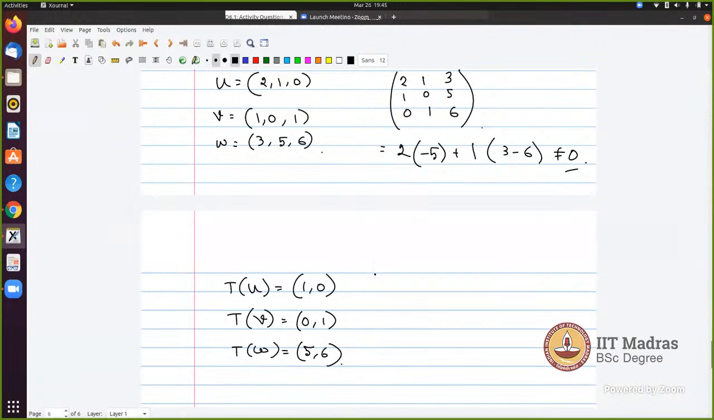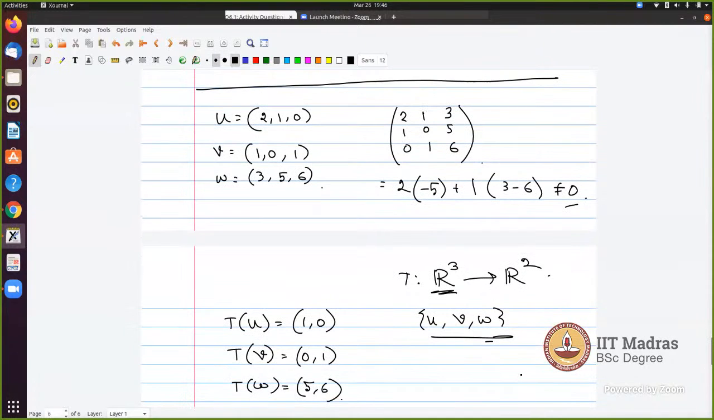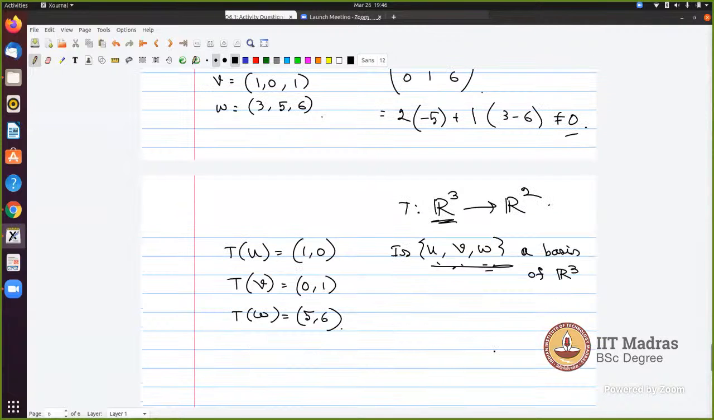Okay, so now this side we have started with R3. So T is a map from R3 to R2. Right? Now this U, V, W, is this a basis of R3? Yes, because it is an independent set. The dimension is 3, and there are 3 independent vectors. That means this is a basis of R3, right? And I am just giving some image to each of the basis elements like this.